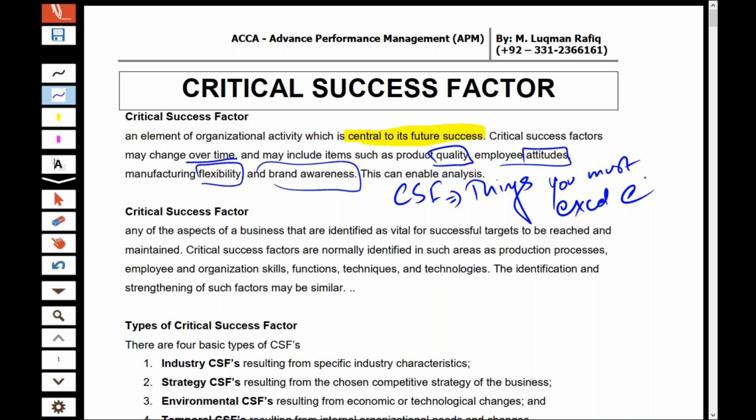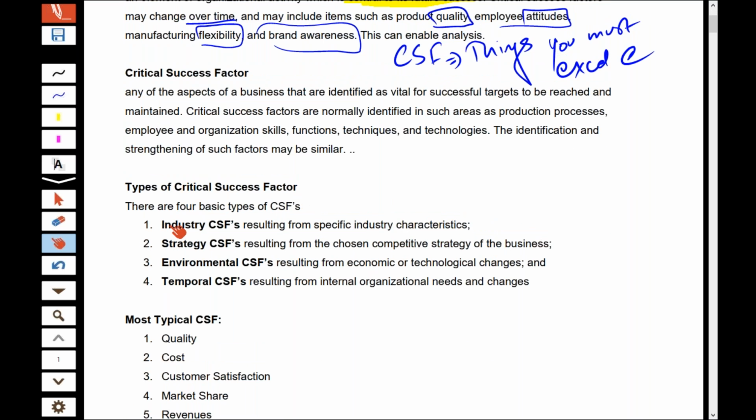Now, let's move a bit forward. What are the sources of those critical success factors, or what are the different types of the critical success factors? Okay, so the four basic types of critical success factors are, number one, your industry critical success factor. It actually depends upon the industry in which you are operating in. Like, for example, if I talk about the airline industry, the critical success factor is on-time flights. The timely flights is going to be one of the critical success factors.